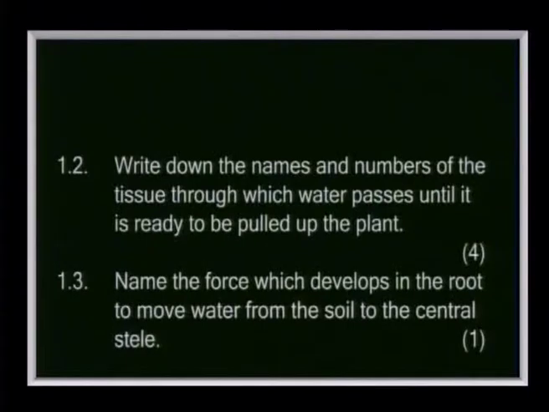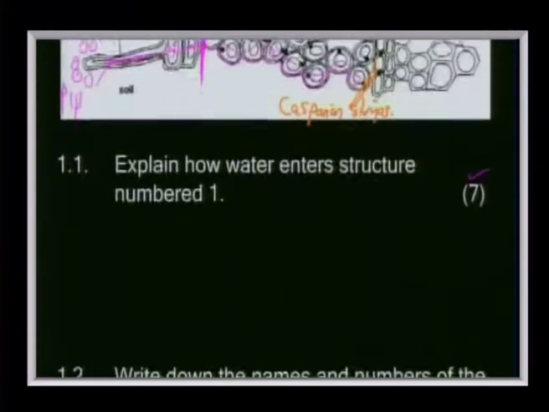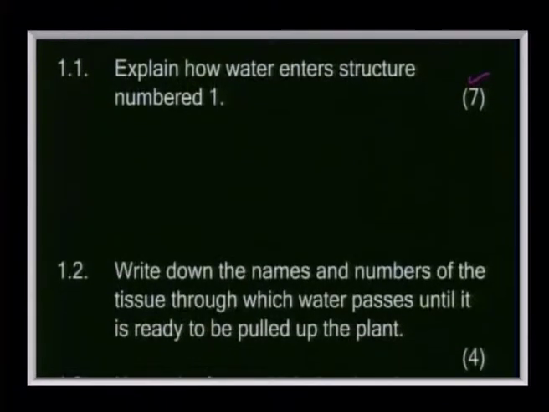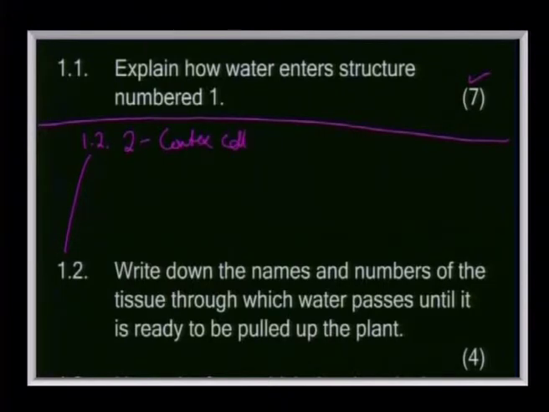Then, write down the names and numbers of the tissue through which water passes until it is ready to be pulled up the plant. Okay, so that's what I carried on doing just now. So we're going to use this space here, and we're going to say number 2, which is the cortex cells, number 3, which is the endodermis. This is the answer to question 1.2, because I don't have any space. It's going to go through number 2, the cortex cells, and then number 3 was the endodermis with Casparian strips.